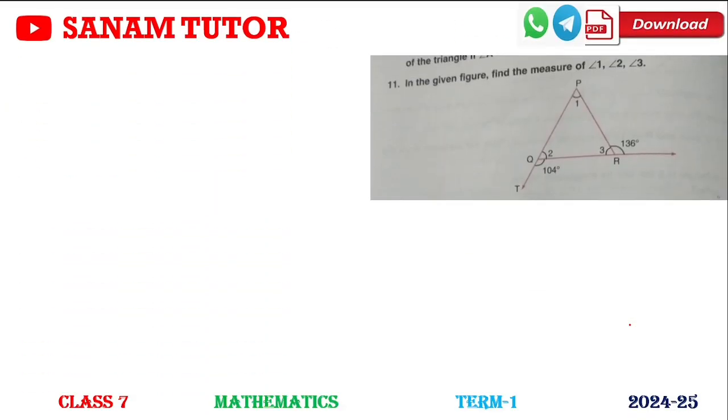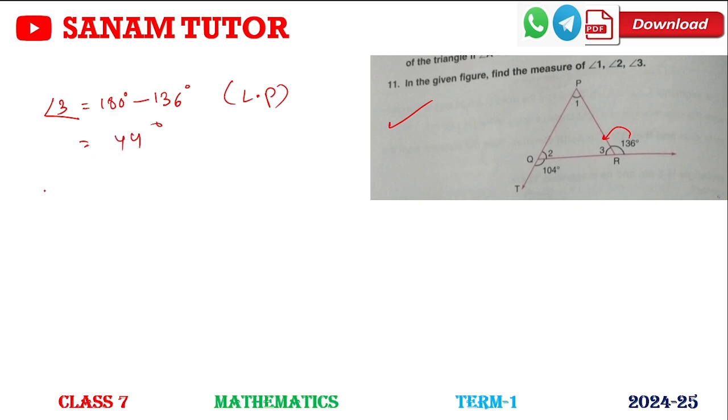Question. In the given figure, find the measure of angle 1, angle 2 and angle 3. Okay, how to find the value of angle 3? Now we subtract from 180. We already did this in the mock test. So how to write? Now angle 3 is equal to 180 degrees minus 136. So we can write in brackets, linear pair. So 180 minus 136, that is 44 degrees.